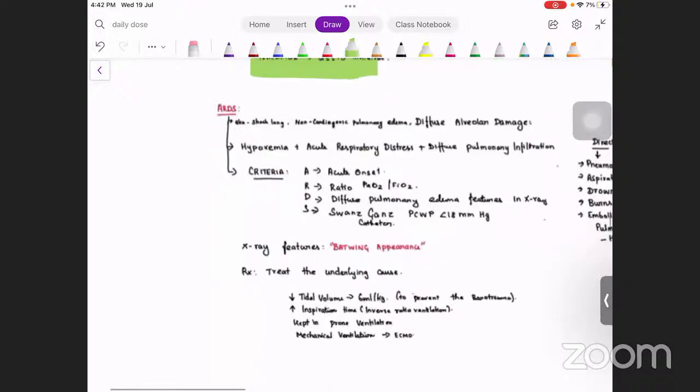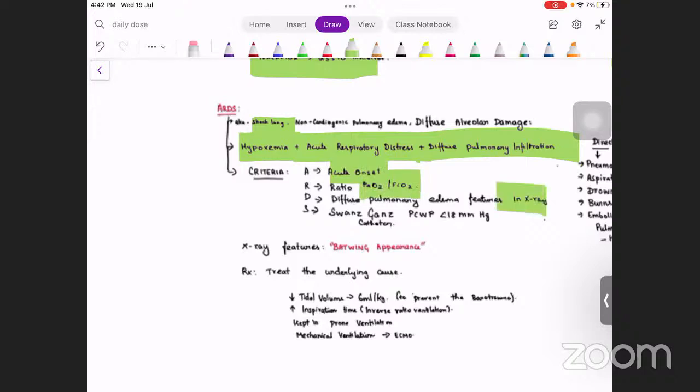Then you have ARDS, which is a shock lung, where you may see hypoxemia, acute respiratory distress plus diffuse pulmonary infiltration. These are the three things you may see in ARDS patients. So criteria: acute onset, the PaO2/FiO2 ratio will be there, and diffuse pulmonary features in the X-ray you may see. And apart from that, diffuse pulmonary edema features in the X-ray.